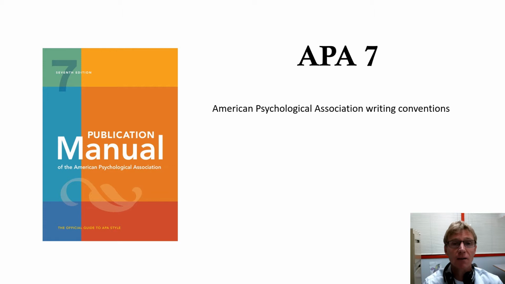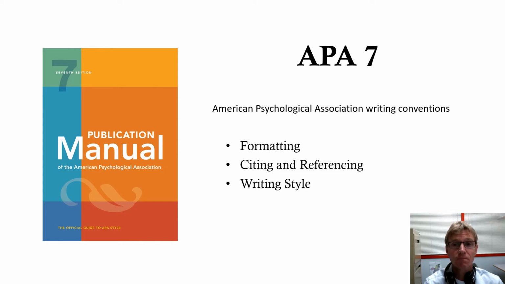APA writing rules have become so popular that now many college and university instructors require students to follow APA writing guidelines when submitting papers to their courses. The three areas of APA conventions are formatting, citations and referencing, and writing style. This guide will look at how to format your paper correctly under APA 7 guidelines.